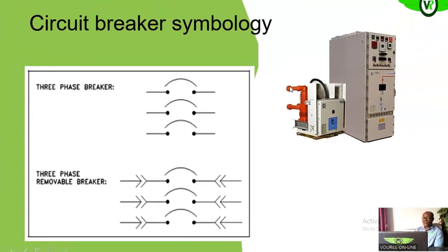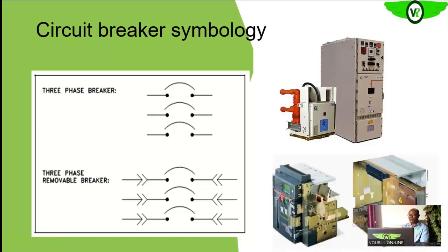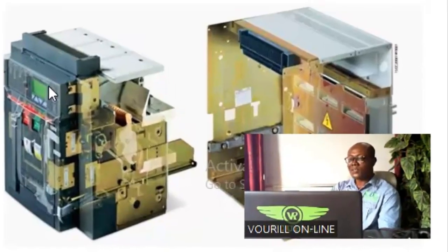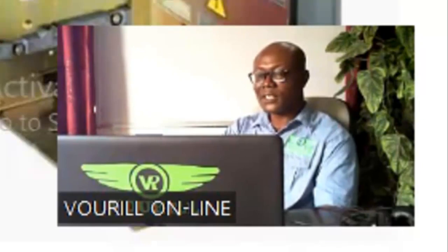We also have the detachable circuit breaker, as you can see on your screen. This is the circuit breaker that you can remove from the switch jar housing. So we have both the detachable and the non-detachable circuit breakers.